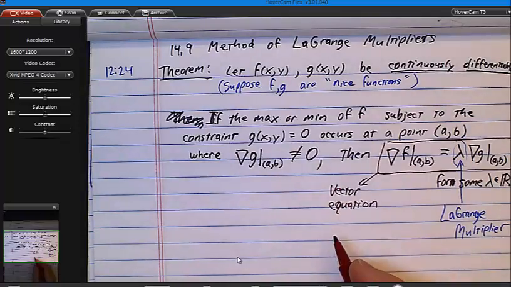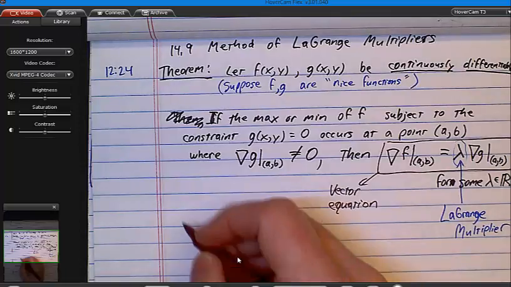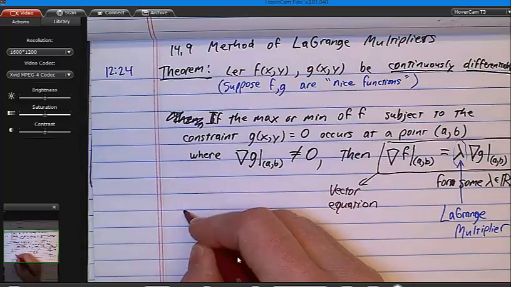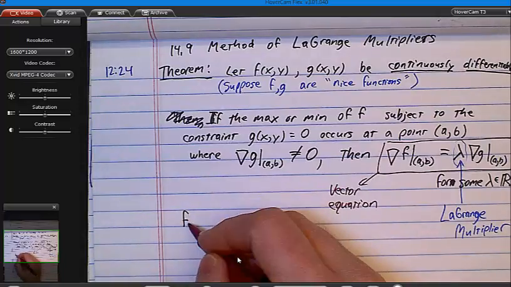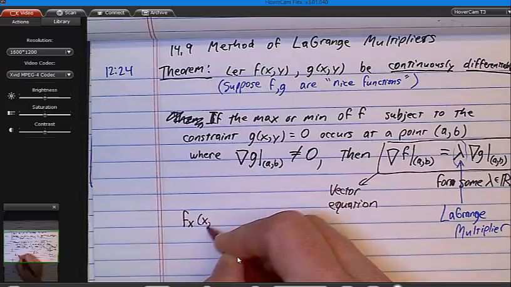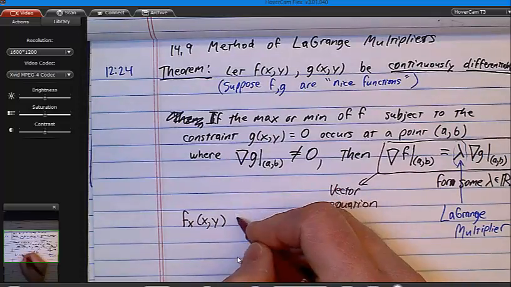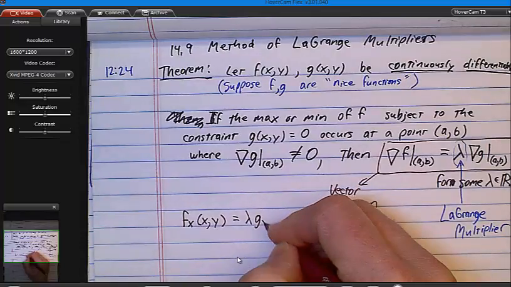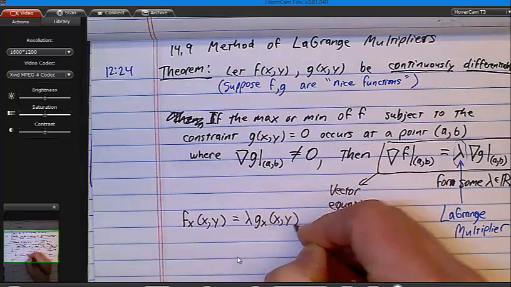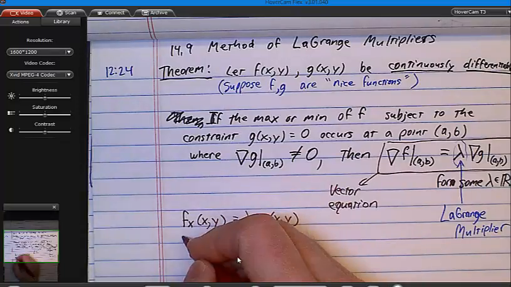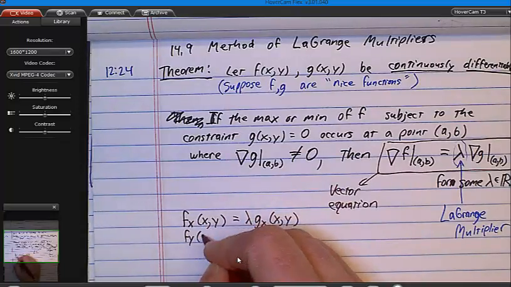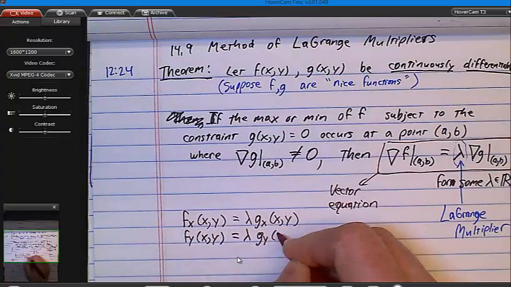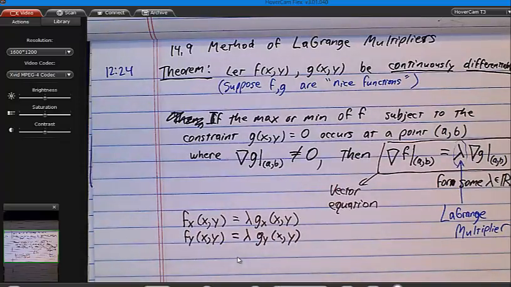What we really have, okay, is a system of equations. We have the equation f_x(x,y) is equal to some number lambda times g_x(x,y). We have f_y(x,y) is equal to that same number lambda times g_y(x,y). Okay.